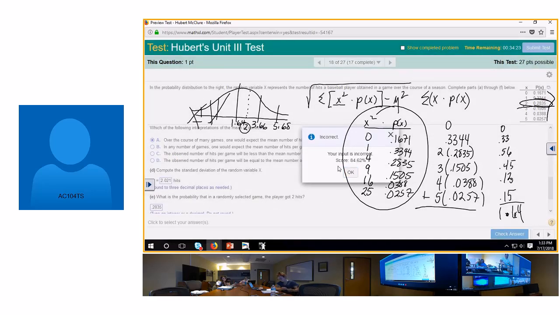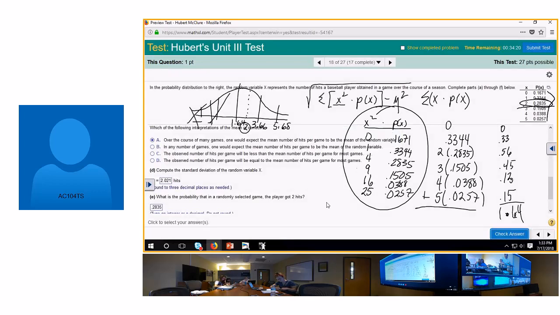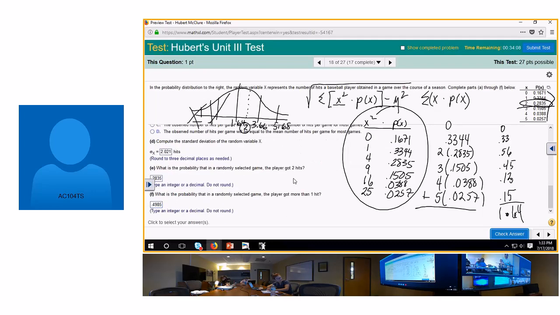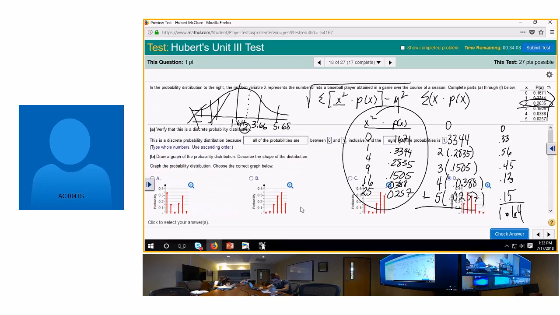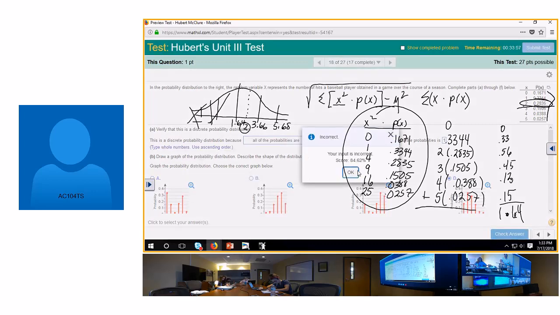So you need to write that one down because I have no idea. But we got something else wrong. I mean, we'll have to look at it. Over the course of many games, we would expect the mean number of hits per game to be the mean of the random variable. Yeah, whatever you say. I don't know what else could be wrong. We're just going to have to come back to this one, because we only got part of that one right. Don't mark it till after we turn it in. So we'll keep going.